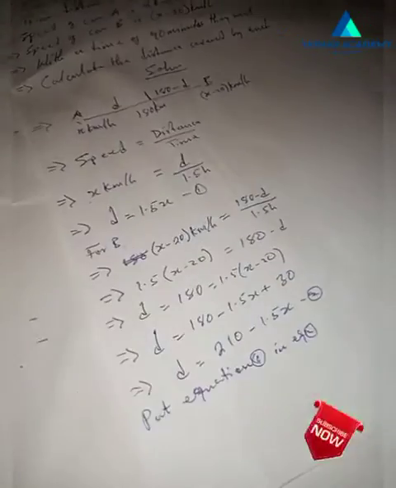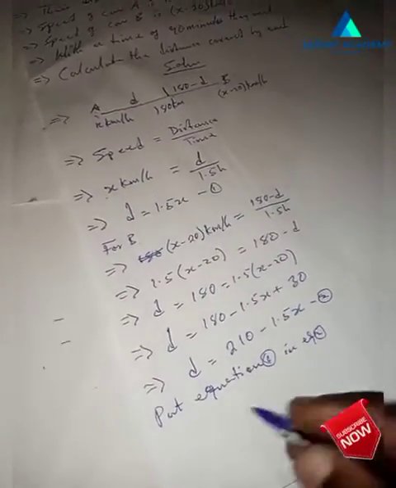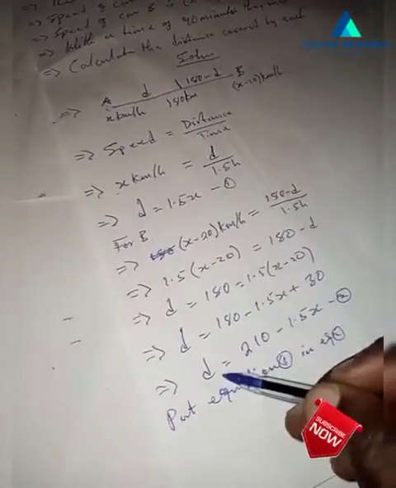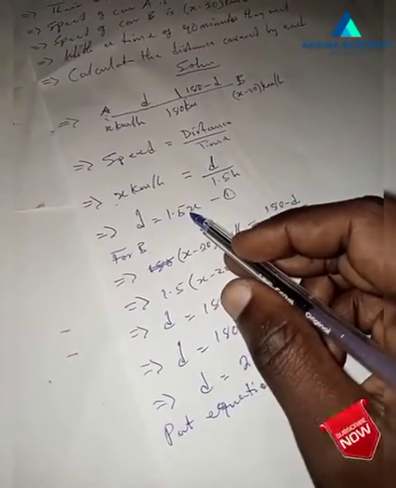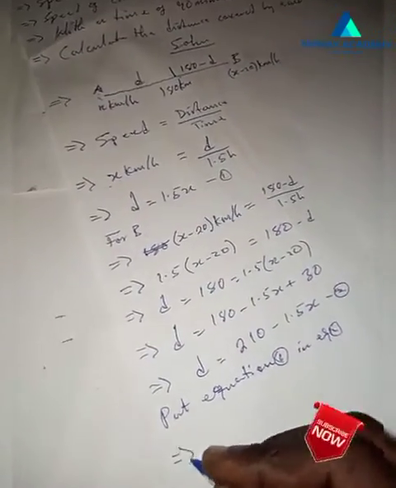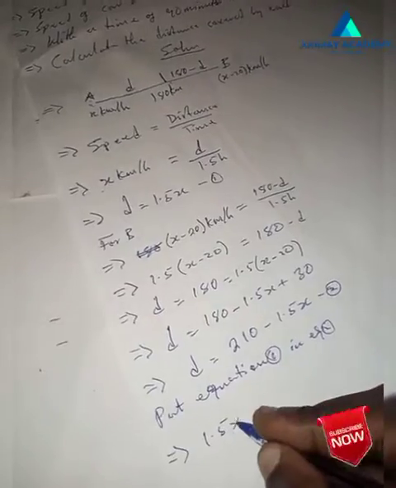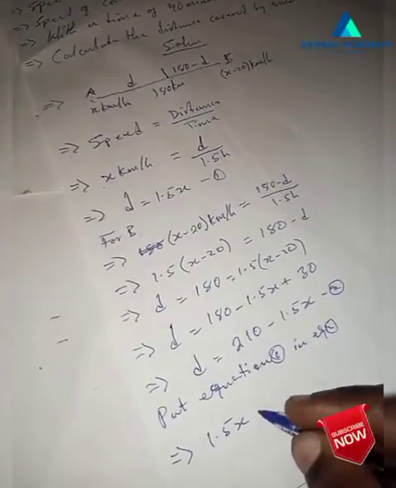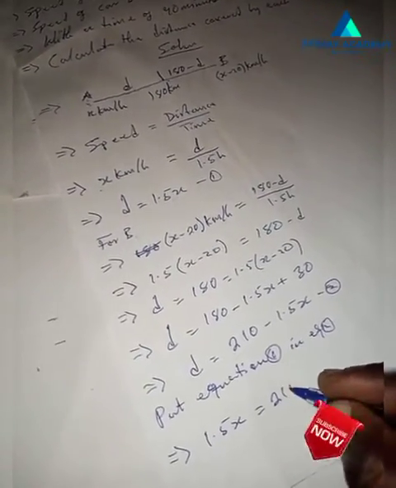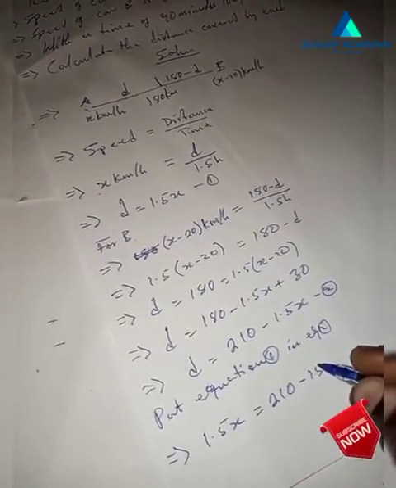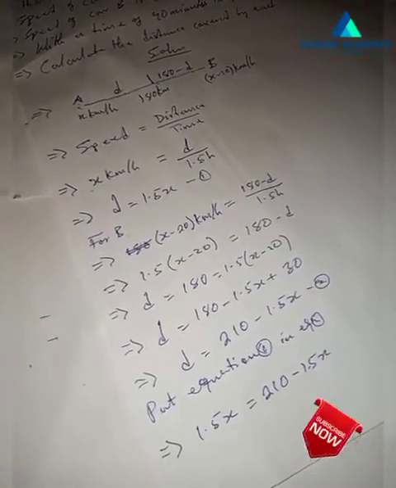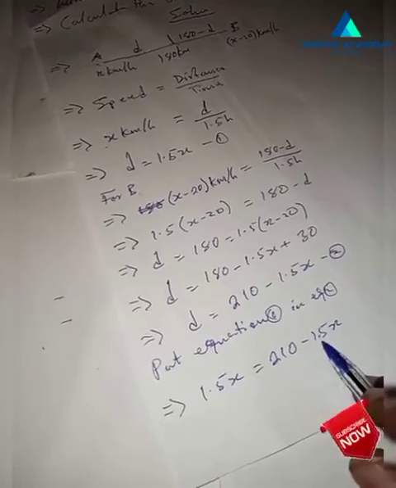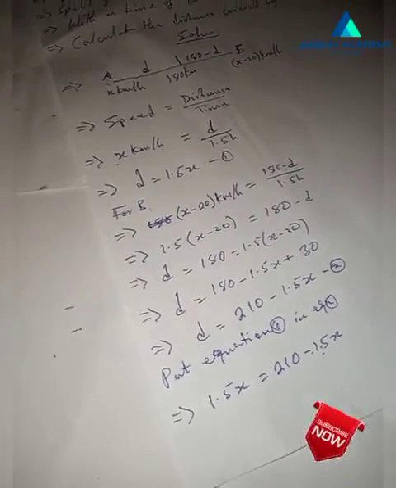Equation 2, okay? So wherever we see D, we put 1.5x over there. So we are going to have 1.5x equals 210 minus 1.5x over here. Okay, so let's send this one to the other side because here it is negative.